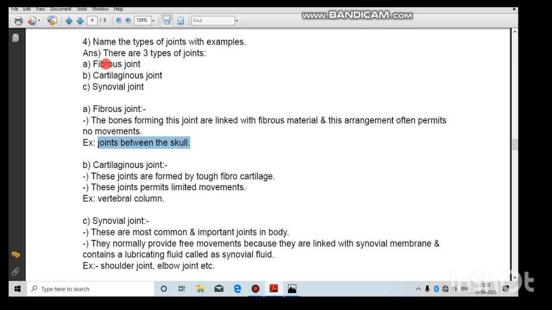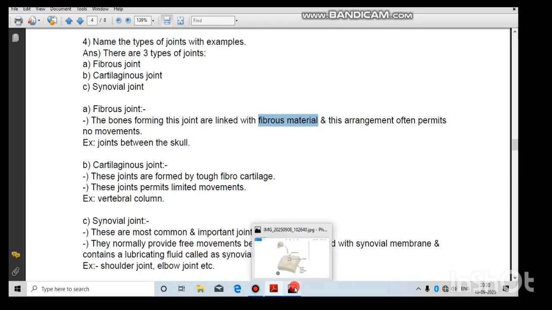Students, in our body there are 3 types of joints: fibrous joint, cartilaginous joint and synovial joint. Fibrous joint: in a fibrous joint the bones are linked together with fibrous material, due to which there is very little movement or no movement between the bones. Okay, so that will be fixed.